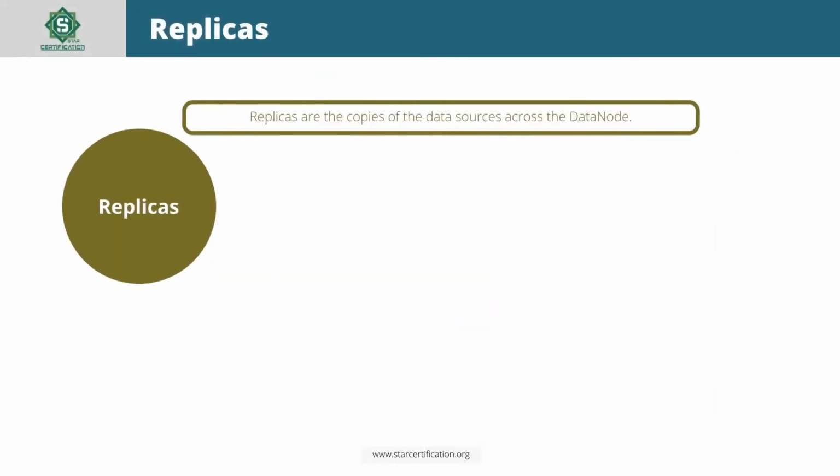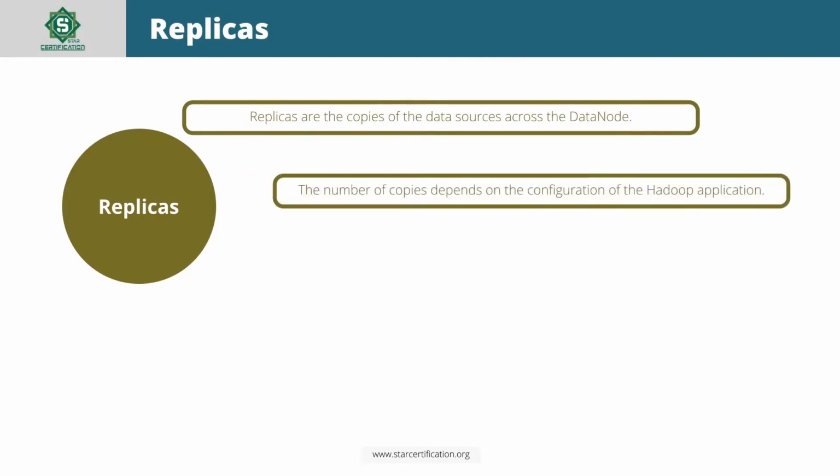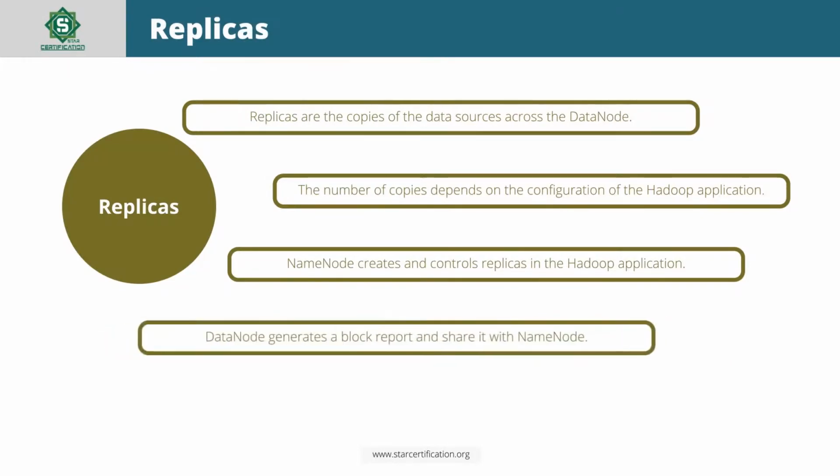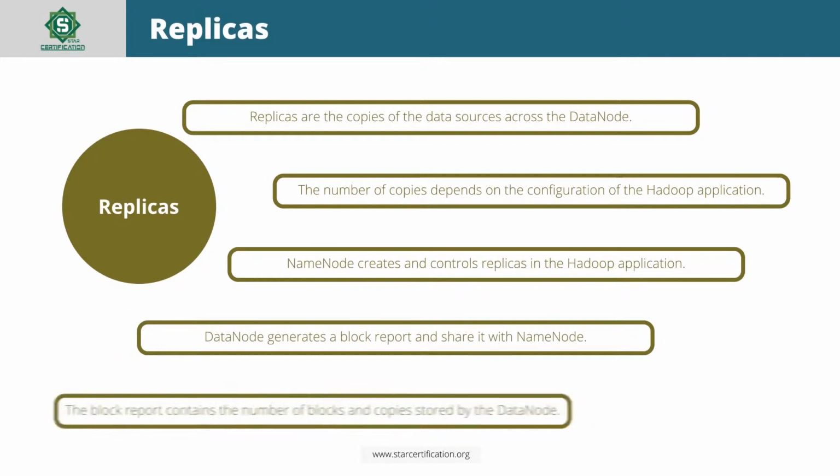Replicas. Replicas are the copies of the data sources across the data nodes. The number of copies depends on the configuration of the Hadoop application. The name node creates and controls replicas in the Hadoop application. The data node generates a block report and shares it with the name node. The block report contains the number of blocks and copies stored by the data node.